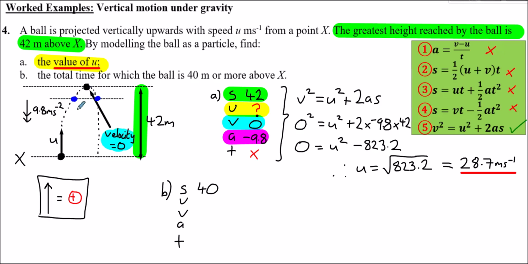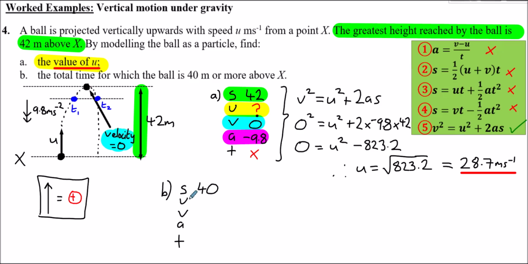One value will be here. So I'm just going to call this T1 and T2. So it'll be 2 times when s is 40. Between those times, the distance between those times will be when the particle's above it.